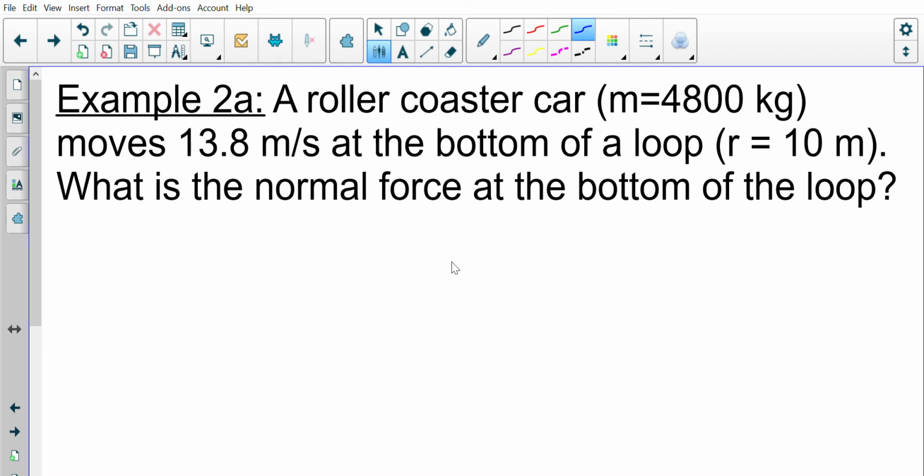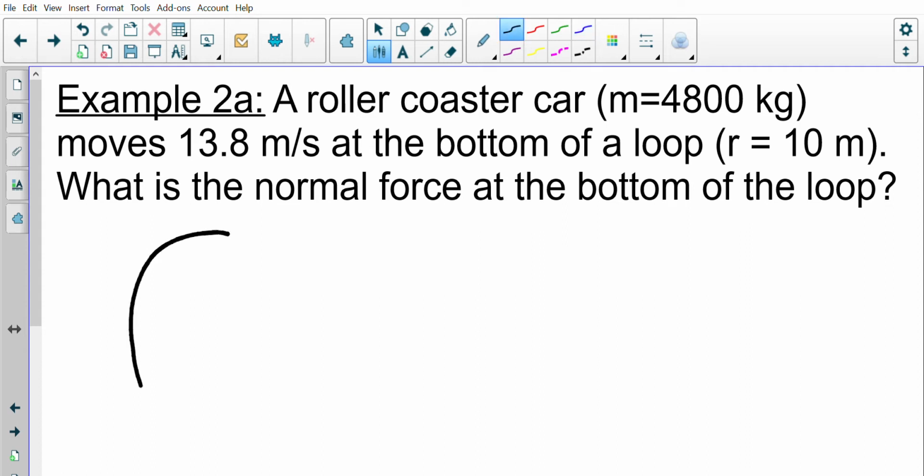All right, example 2. Again, please read it while you have the video paused and then unpause when you're ready to solve it. So we have a roller coaster car moving at 13.8 meters per second at the bottom of a loop, and we want to know what is the normal force at the bottom of the loop.